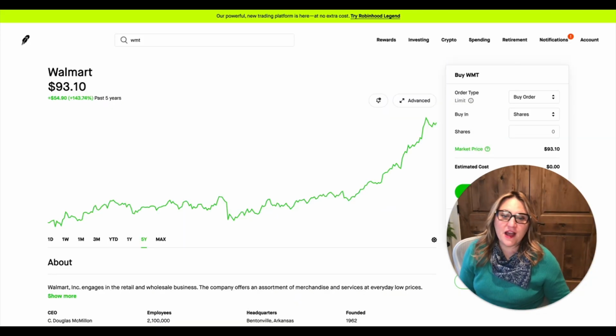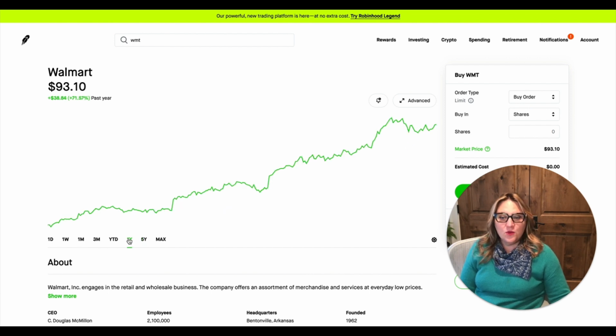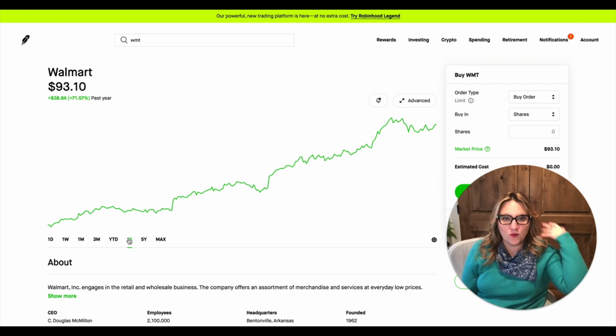So I have the 5-year chart up for Walmart, and this is a stellar chart. The rate of return in 5 years has been 143%. It's pretty great, and it's a constant riser. Sure, it has these times where it falls off here and there, but it's really taken off in, say, the last year. This stock pays a dividend, which gives it added stability. The 1-year chart is up 71%. So again, a lot of this growth came in the last year, which is pretty fantastic for Walmart.